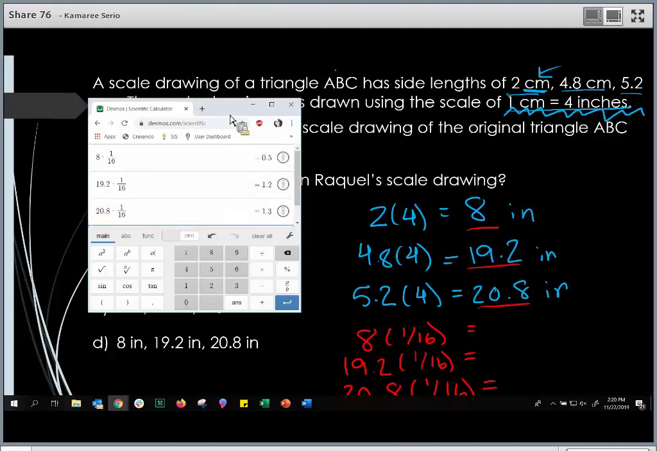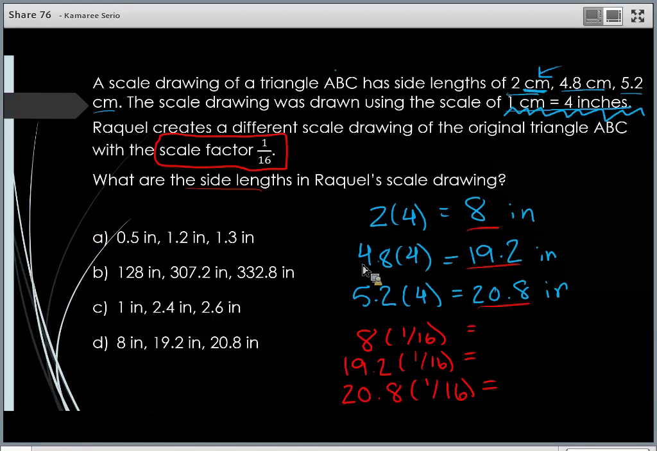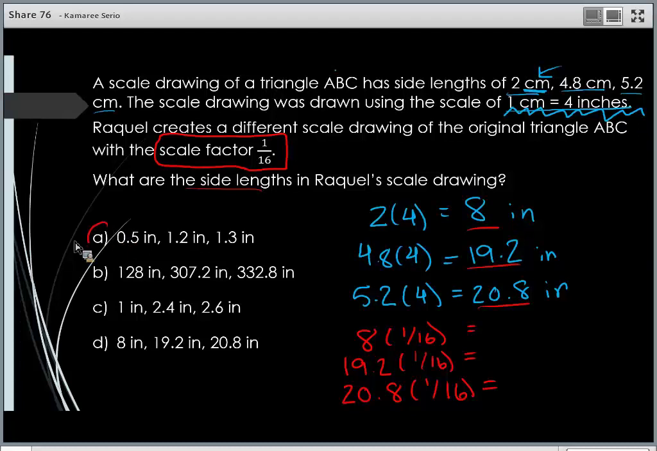Alright, so these are my 3 side lengths. So I have 0.5, 1.2, and 1.3. So if I look at my answer choices, A is looking like a good option, right? Because that gives me all of my new side lengths. So for this one, you'd actually want to pick A. So this was 0.5, 1.2, and 1.3.